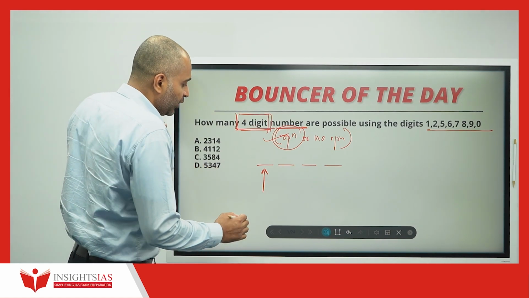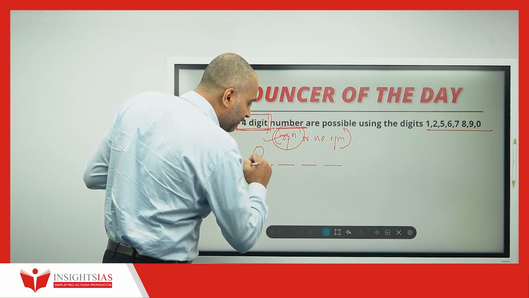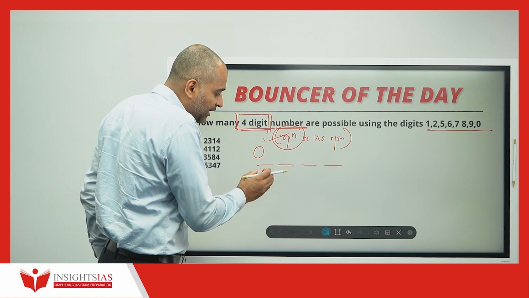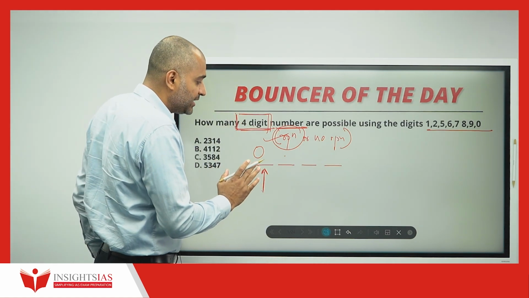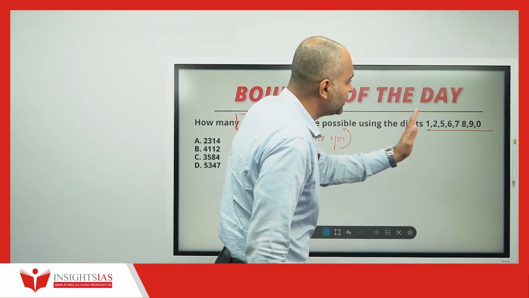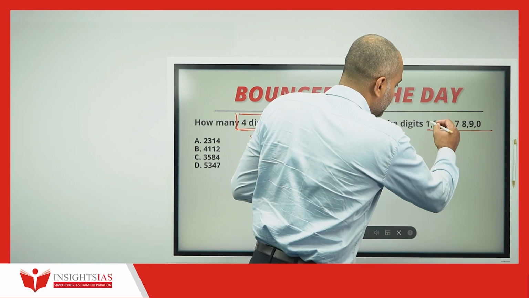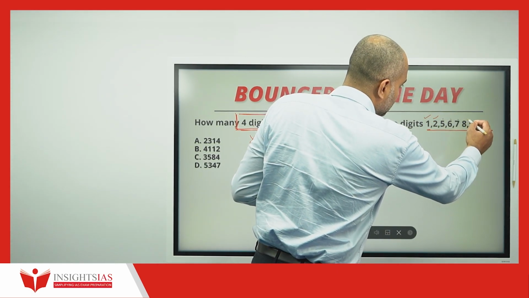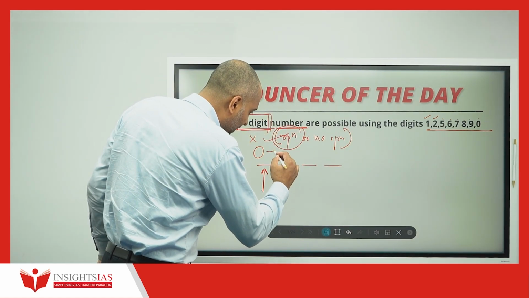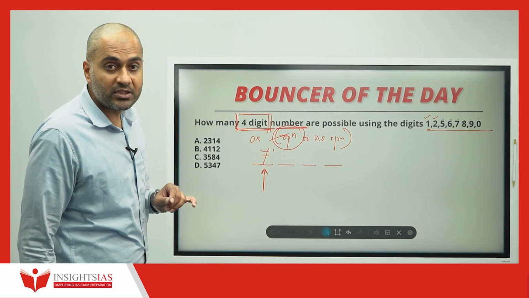Now, for this position, if I put 0 here and then whatever numbers, does it become a 4-digit number? No. If I start from 0, this becomes a 3-digit number. Hence, you cannot use 0 here. Other than 0, any other digit you can use here, means either 1 or 2, 5, 6, 7, 8, 9. So, how many digits are there? 1, 2, 3, 4, 5, 6, 7, 8. But out of these, the remaining are 7, since you cannot use 0. This is 7 choices you are having.